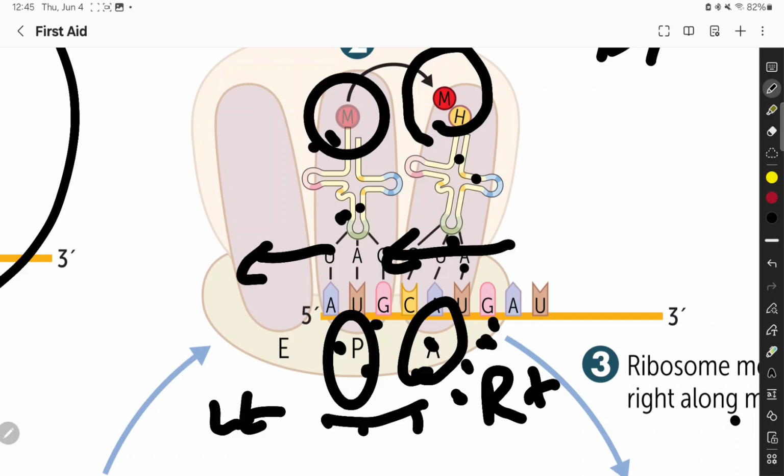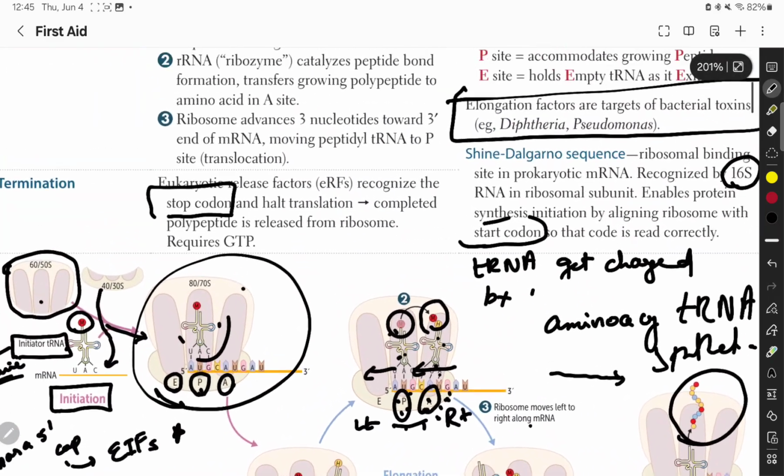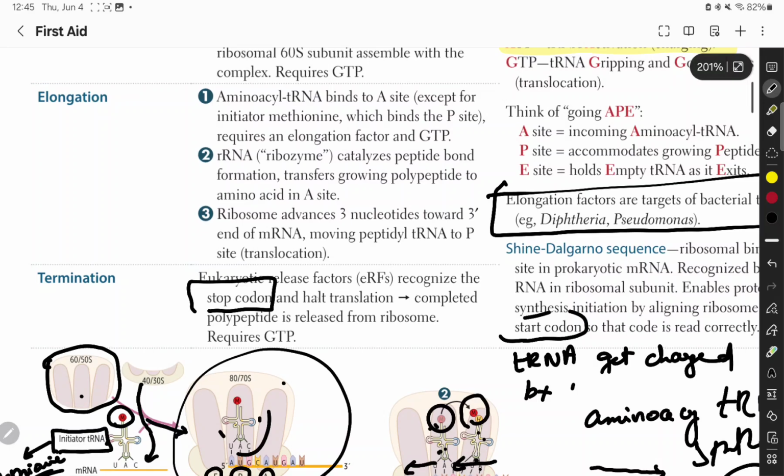What happens is that the P site transfer RNA moves to the E site and exits. Then the A site one moves to the P site and more charged transfer RNA moves over here. Then the eukaryotic release factors recognize the stop codon, halt translation, and the completed polypeptide is released from the ribosome, and this process requires GTP as well.